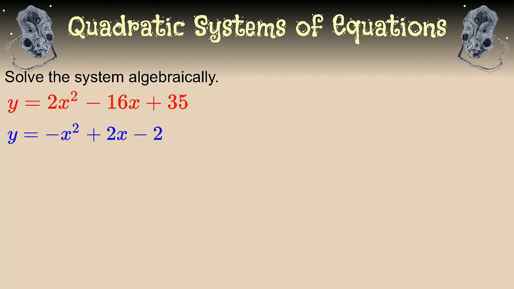Now, this system, we're going to do another one solving it algebraically, and it's two quadratics. So let's have a look at this. All of these are pretty much the same thing where we are using substitution to substitute that in for y. So we have 2x squared minus 16x plus 35 is equal to negative x squared plus 2x minus 2.